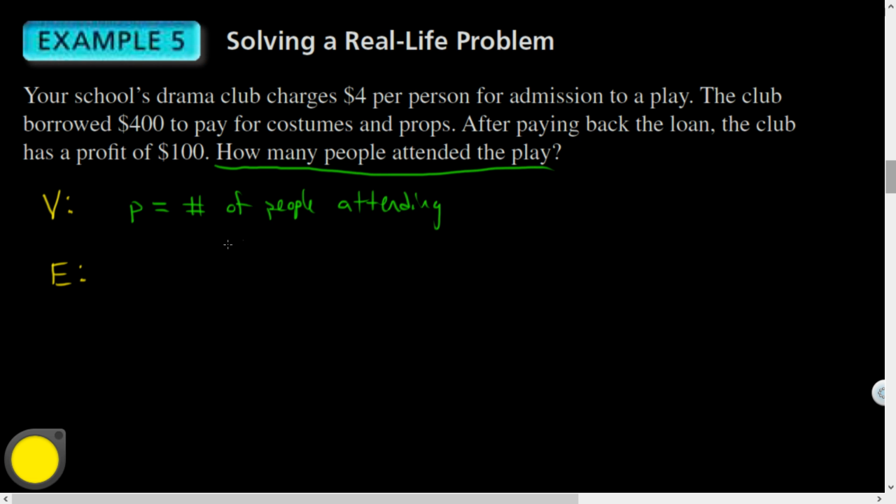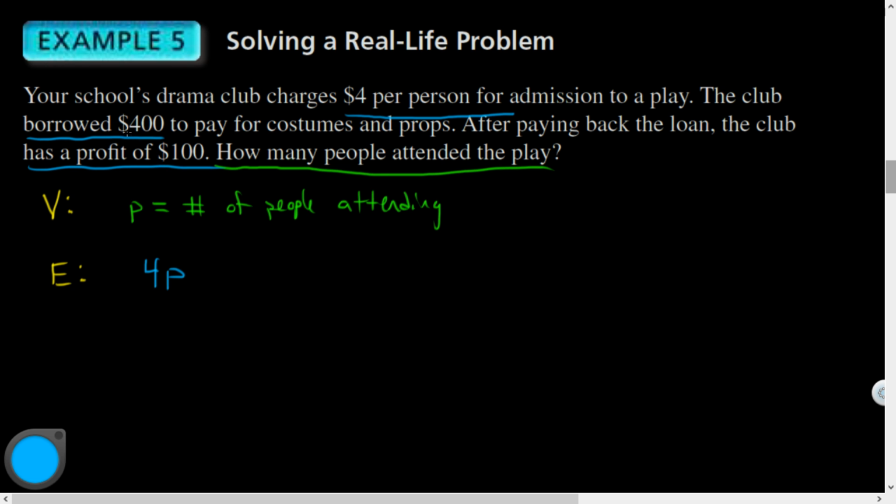Here we go. So let's write some equations. Let's see what facts I've got. It says they charge $4 per person. They borrowed $400, and then they have $100 left. Amity, could you help us write an equation relating these things? All right, $4 per person. So that's $4. If I multiply 4 by P, the number of people, this would represent the amount of money I get from selling tickets, right? $4 per person multiplied by people. The persons cancel out, and I'd be left with dollars, right?